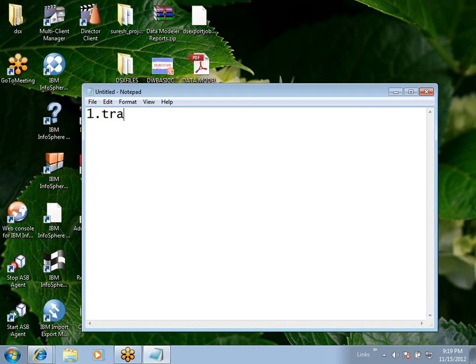First one is transaction fact table. Second one is periodic fact table. And third one is cumulative fact table. Okay, these are the three other types of fact tables that we can also see most of the time.